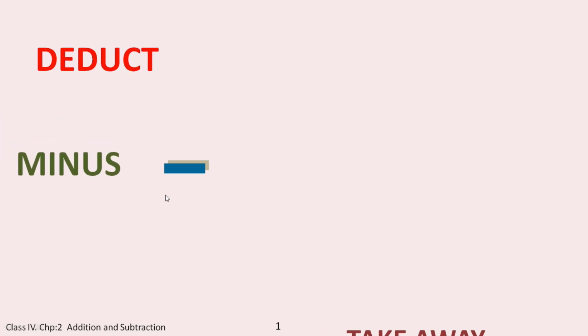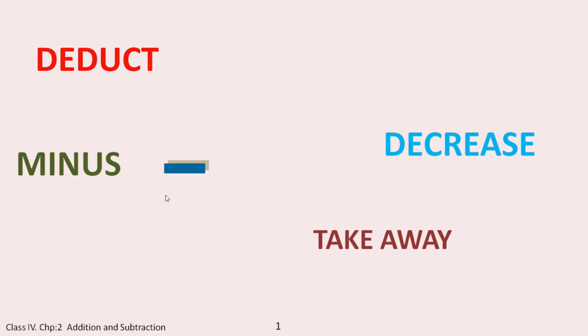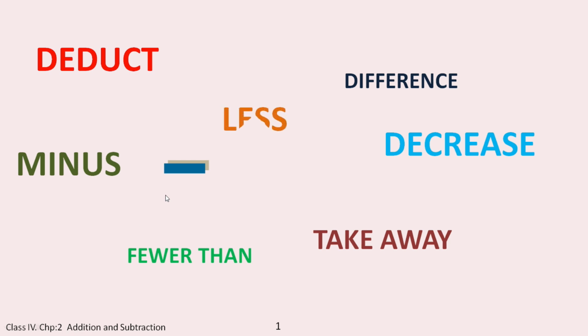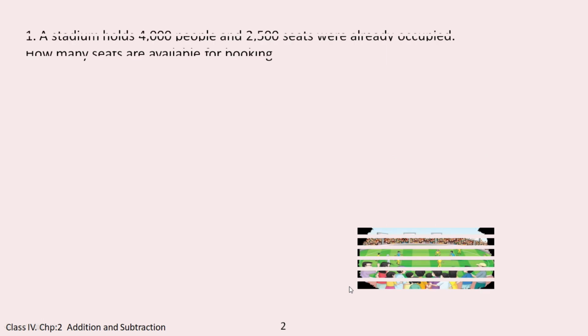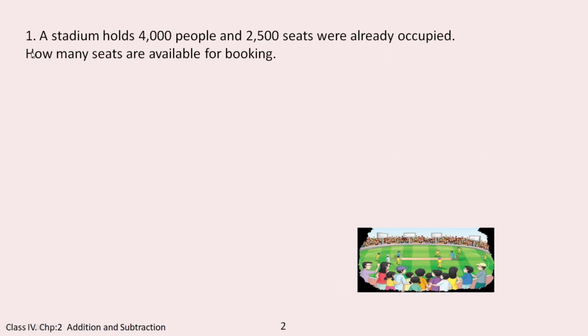Fine. The keywords for subtraction are minus, deduct, take away, decrease, difference, fewer than, and less. These keywords will help you to find out whether a particular sum is from subtraction or from addition. If you find any of these words, it is from subtraction. Okay. Starting with our first word problem.